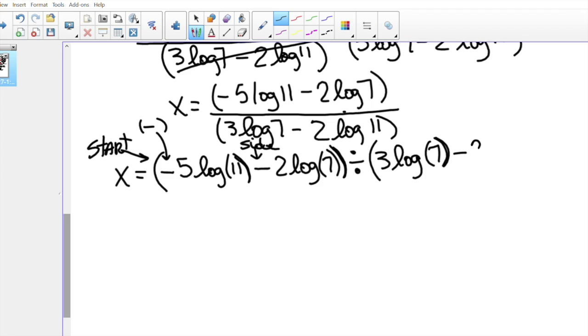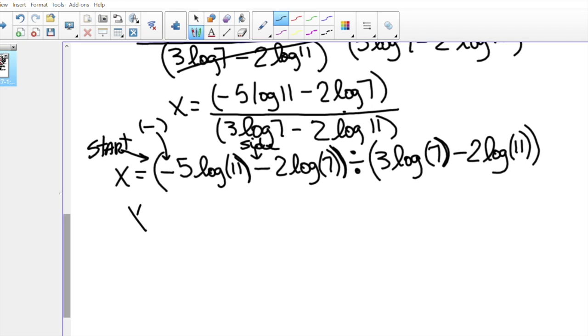Minus 2 log. It's going to open, so be sure the number, when you take the log, is in parentheses. Now close that up too. So you'll have 2 at the end of this problem.